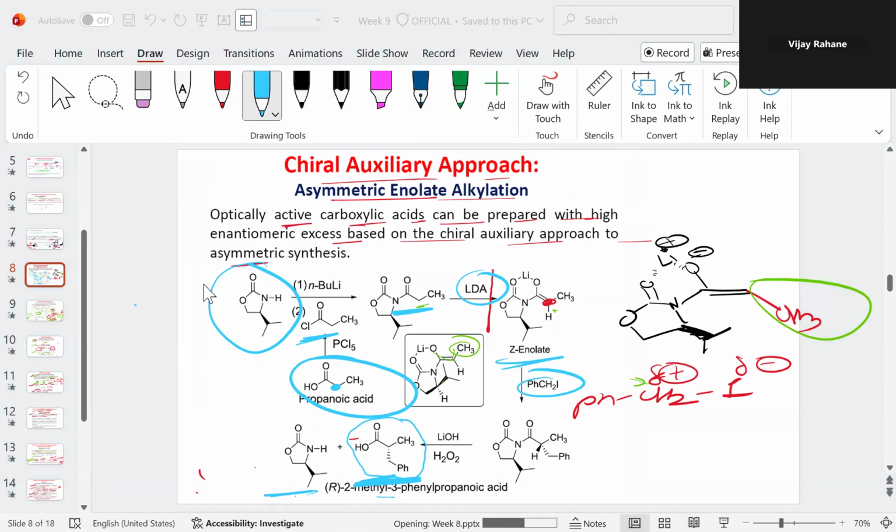I will spend 10 minutes on this asymmetric part. This part is one of the important parts, and at least those who are attending the lecture should know what we are really looking for in these different approaches in chiral synthesis. I think I have taken some examples on resolution also in the last week. I hope those examples on resolution are clear.